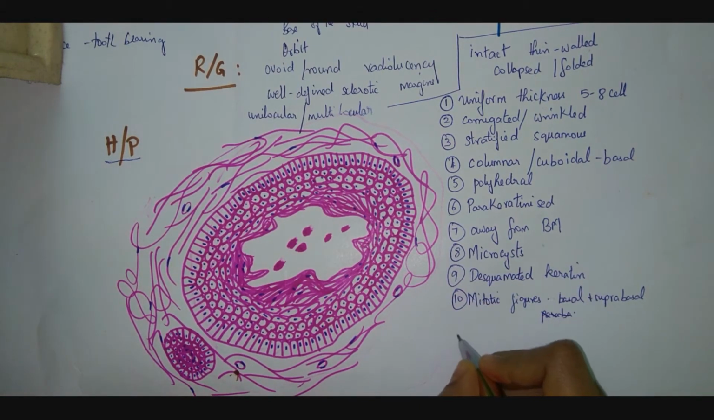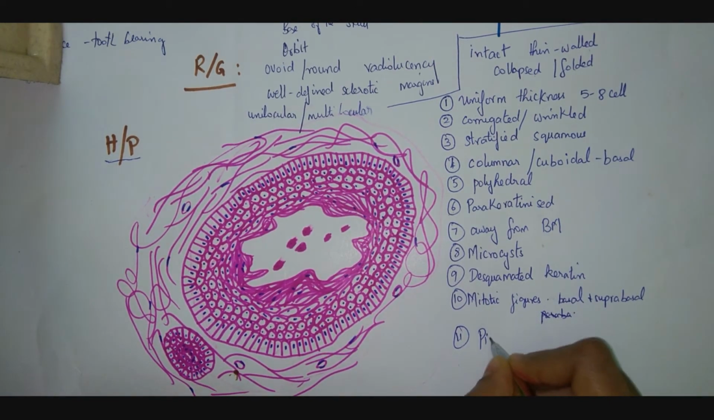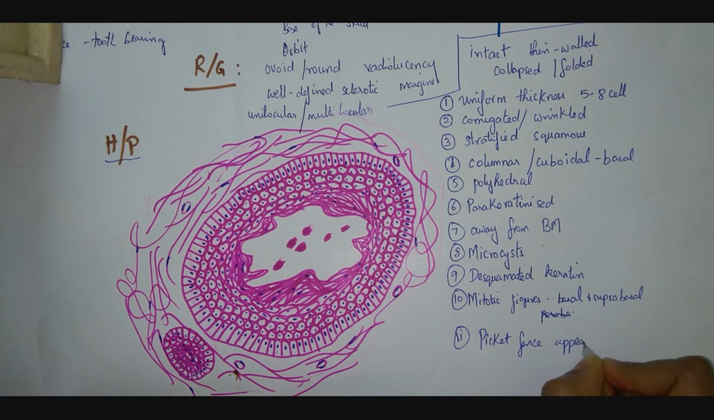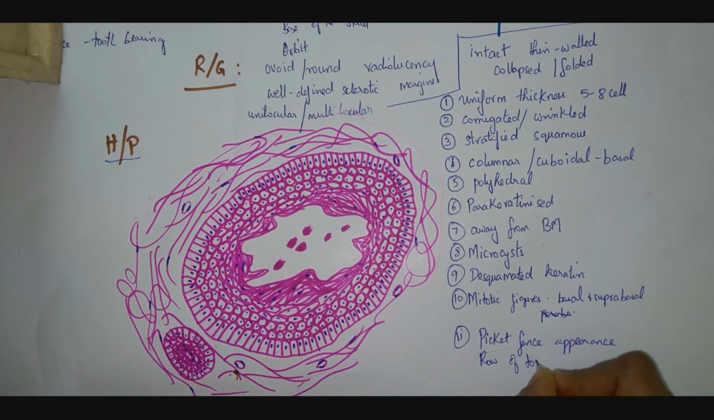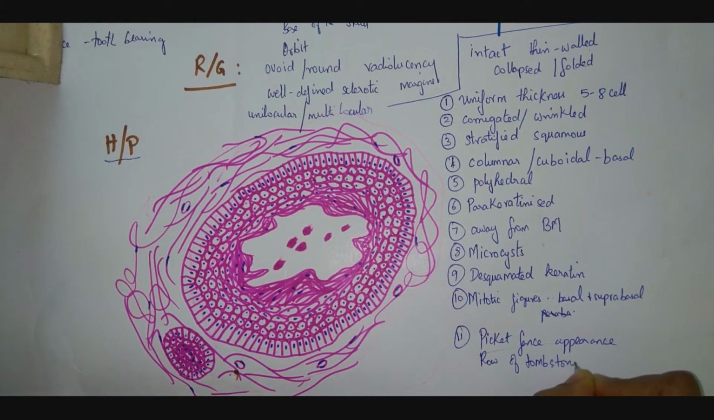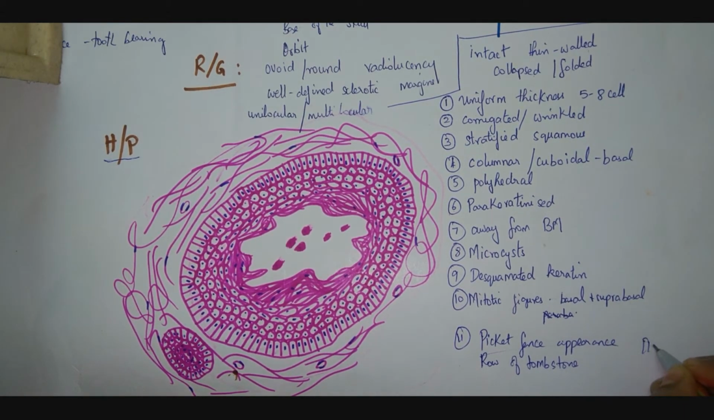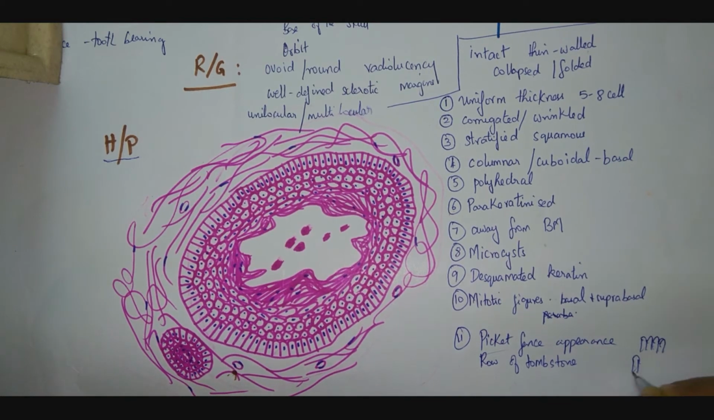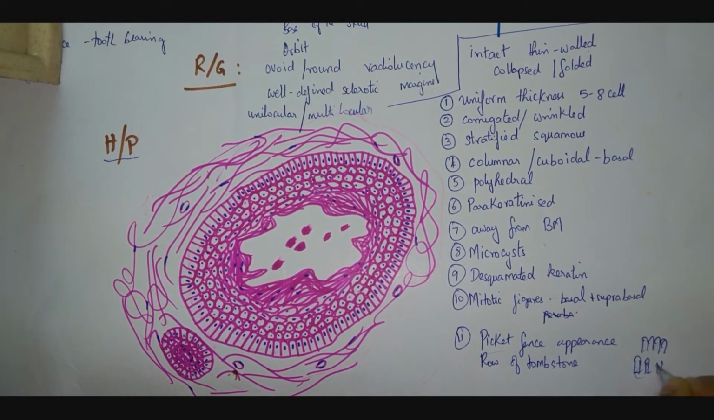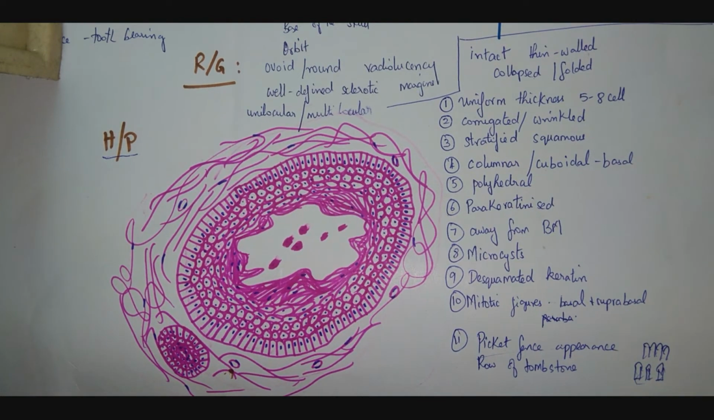The alignment of the basal cells can be described as picket fence appearance, or it can also be described as row of tombstone appearance. Okay, it is like this, right? Picket fence appearance, or row of tombstone appearance. This is an important MCQ question which is commonly asked.